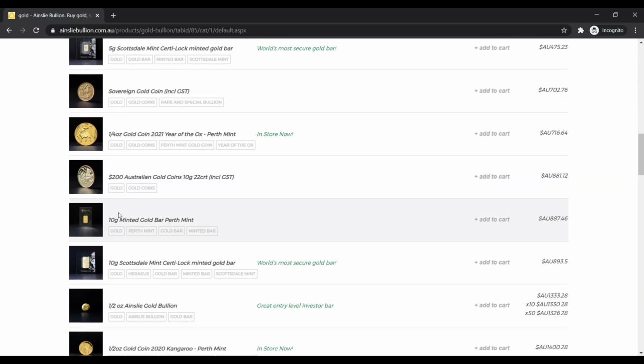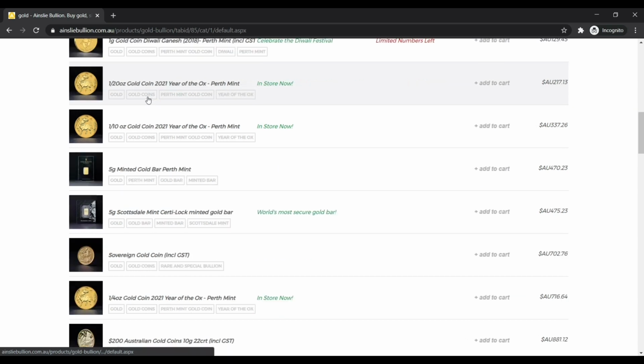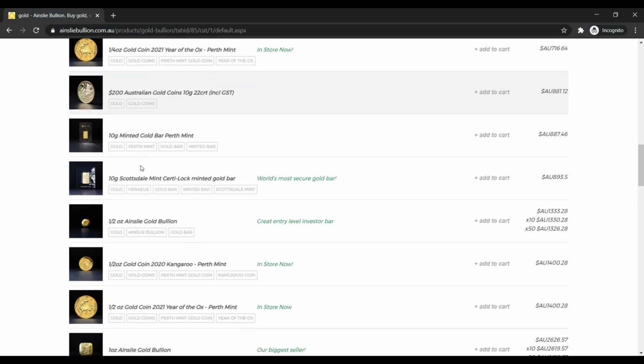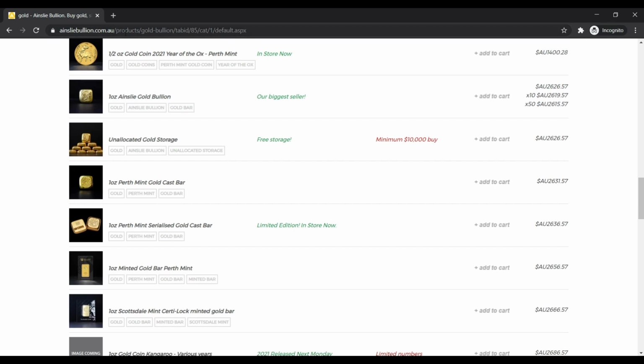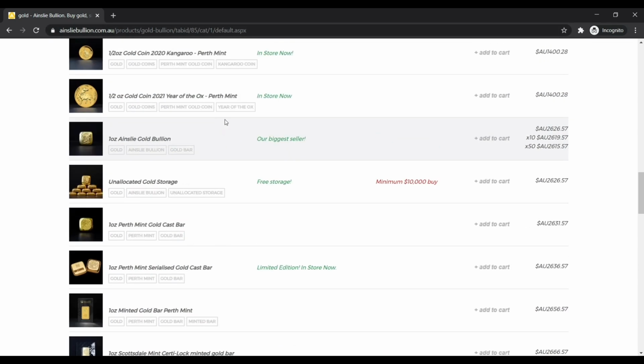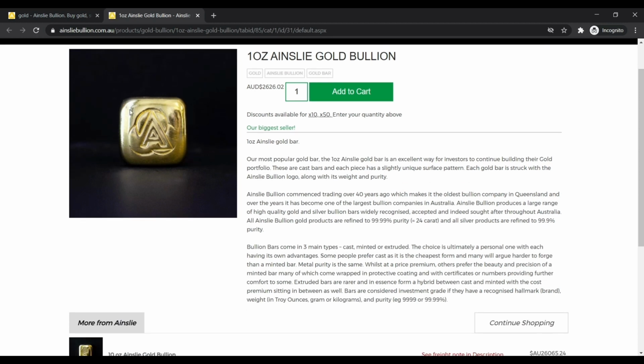So we're going to go through this list. We've got 1 gram, 1/20th of an ounce, 1/10th of an ounce, 5 grams. It goes bigger and bigger the further down you go. 1/2 ounce, 1 ounce. Okay, I forgot the price. 2571, I think it was. ANZ Bullion Gold. Let's open that up. This is an ingot, okay? It's been cast in a square and it's got a stamp on it for ANZ Bullion.